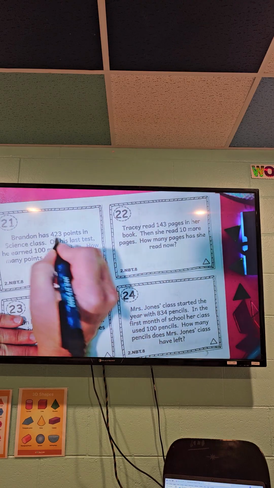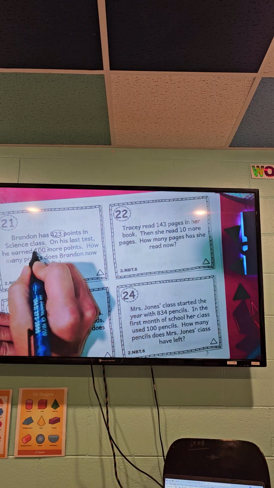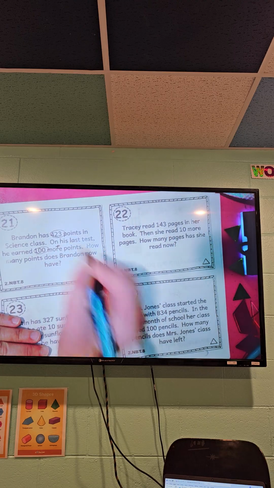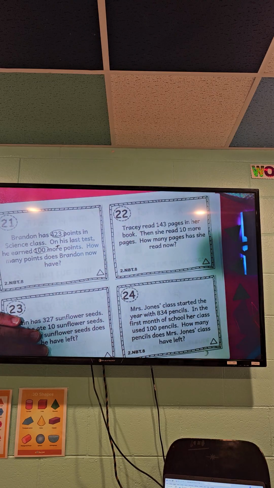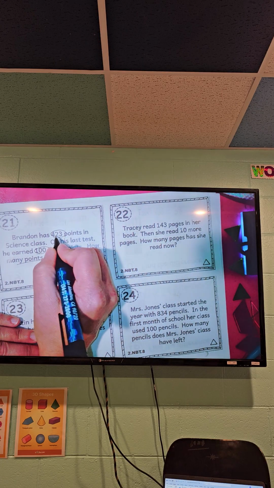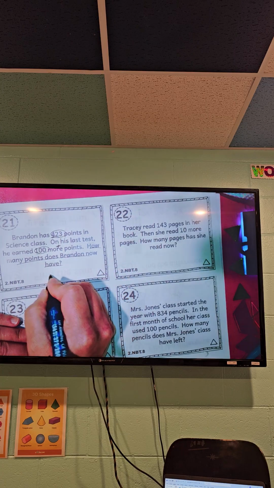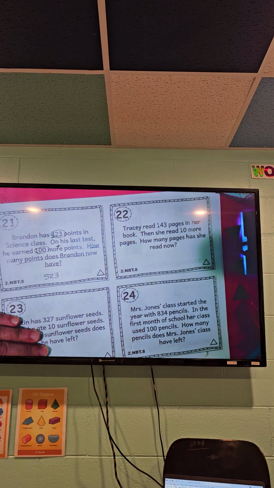Brandon has 423 points in science class. On his last test, he earned 100 more points. How many does he have now? Underline the hundreds place. That 4 is increasing by 1, so you get 523.